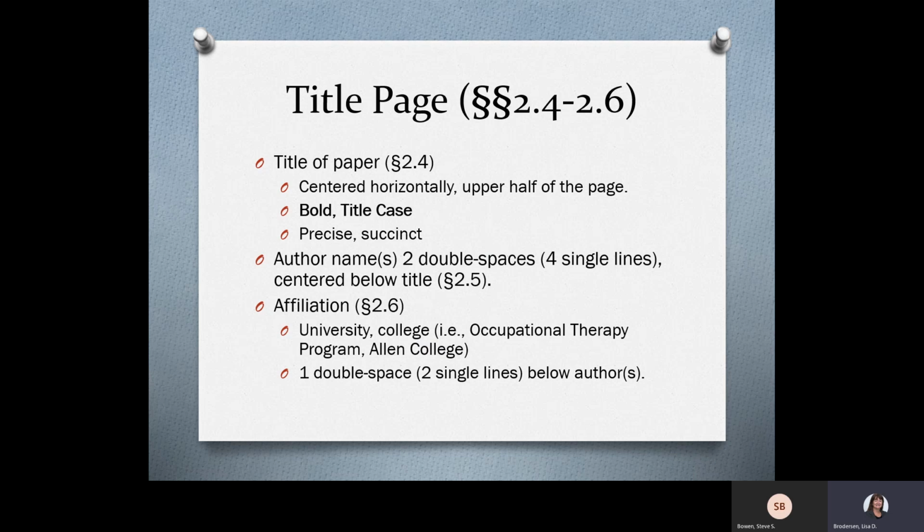Okay, and then 1 double space or 2 single lines below the author names, you're going to have the affiliation. For student papers, the affiliation is simply the college, although we used to just put Allen College, but in the new APA style guidelines, you're supposed to include the department as well as the program as well as the college name. So for you guys, it'd be something like Occupational Therapy Program, comma, Allen College.